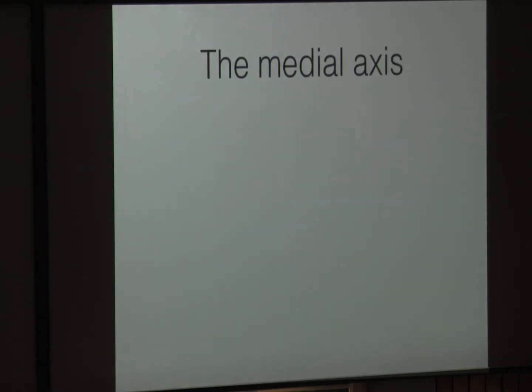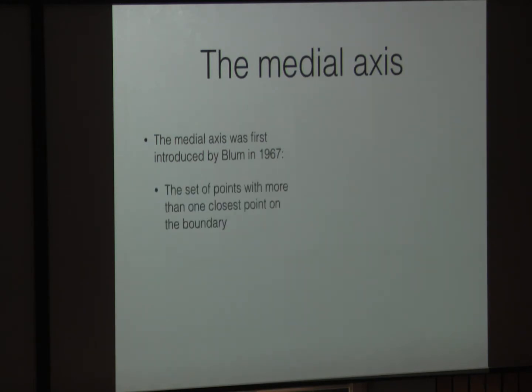Okay, the medial axis, probably well known, but let's start with the basics. This was first introduced by Blum in a 1967 paper, defined as a set of points in a shape with more than one closest point on the boundary. So you see the usual canonical 2D picture. I am going to do about half 2D before we move to 3D to set the stage.